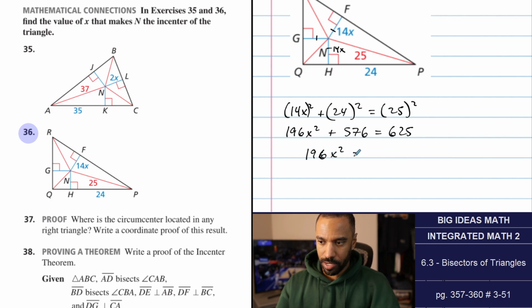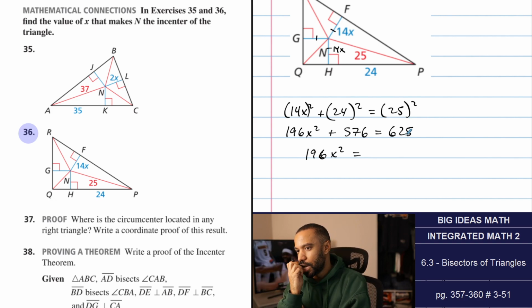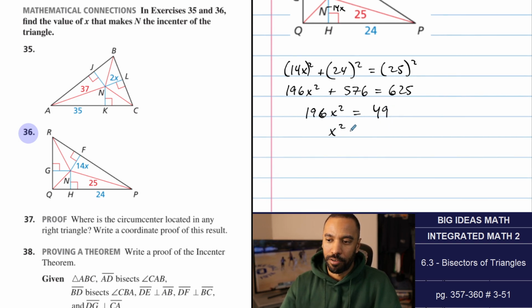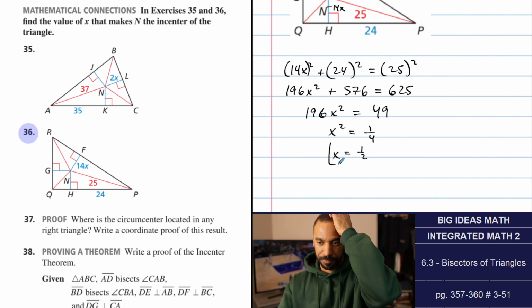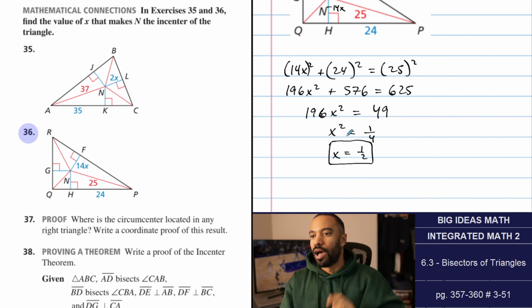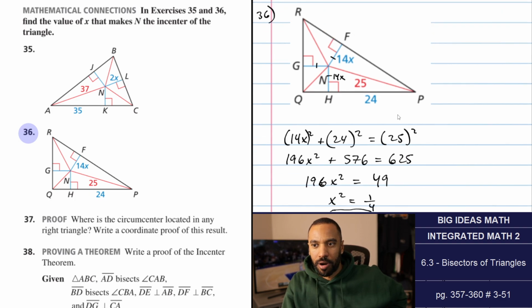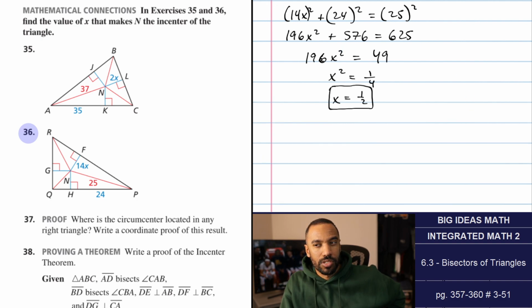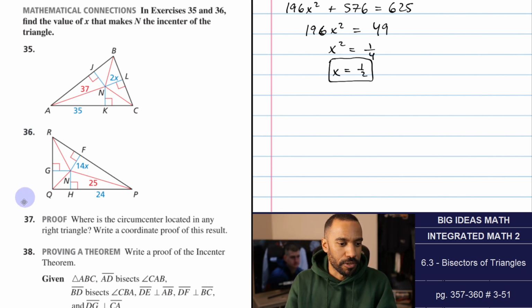196x squared equals 49. Now, I know when I divide that, I'll get 1/4. Take the square root of that, you will get 1/2. So there's my x. You might say, Mr. Robinson, how'd you get that? I know that this is a Pythagorean triple of 7, 24, 25. You'll probably learn that later in IM2 about special Pythagorean triples. I did not know that. I did not know the other one with the 35 and 37, though. I forgot what the other number was suddenly.